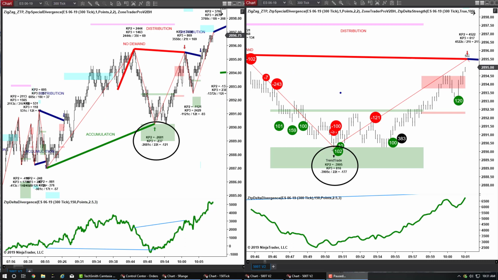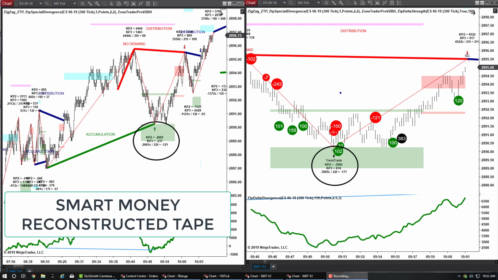After I'd completed the video and got to the editing portion of this part of it, I realized there was an excellent way to demonstrate the power of what you're getting with the ZoneTraderPro cumulative delta, which is using the reconstructed tape to look at order size. So the chart on the left is representative of what I've shown you for the regular settings for the divergence indicator. And in this case, we're seeing an accumulation trade because the KP3 number was a negative 237.